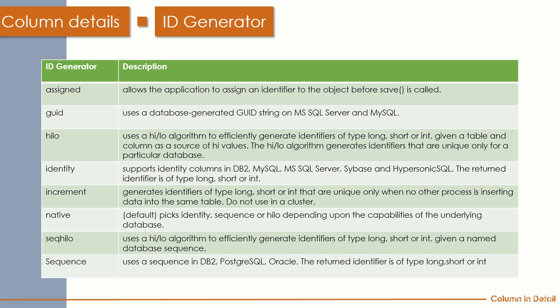And also the sequence. In Oracle, DB2, and PostgreSQL, we can define the sequence to generate the ID. It's similar to the native generation, but you can define the range and the generation strategy for different loading and different usage of your database.